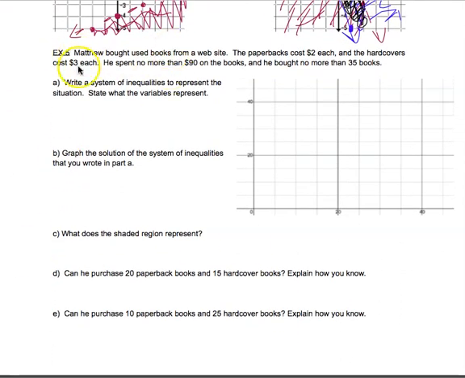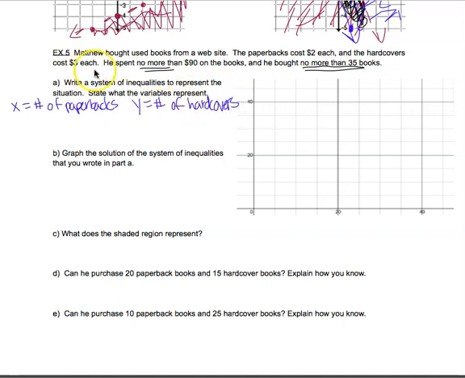All right, last example. Matthew bought used books from a website. The paperbacks cost $2 each, and the hardcovers cost $3 each. He spent no more than $90 on the books, and he bought no more than 35 books. Write a system of inequalities to represent the situation. State what the variables represent. So, stating what the variables represent, I'm going to let X be the number of paperbacks and Y be the number of hardcovers.